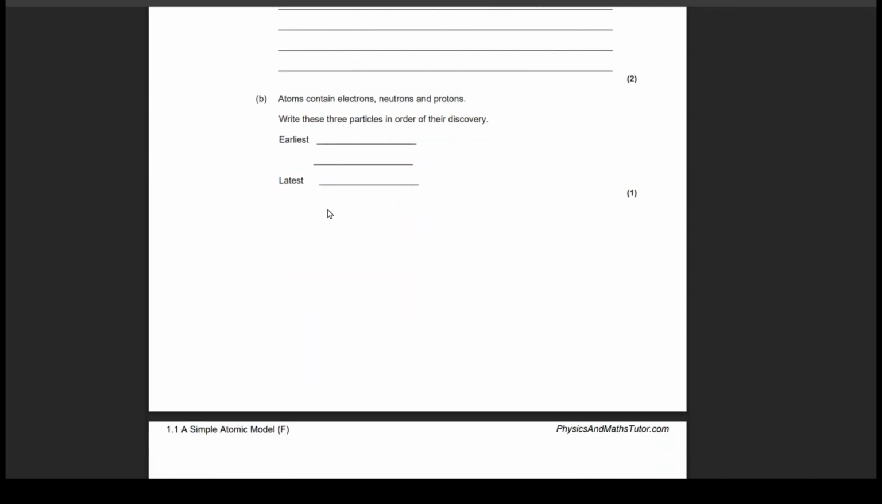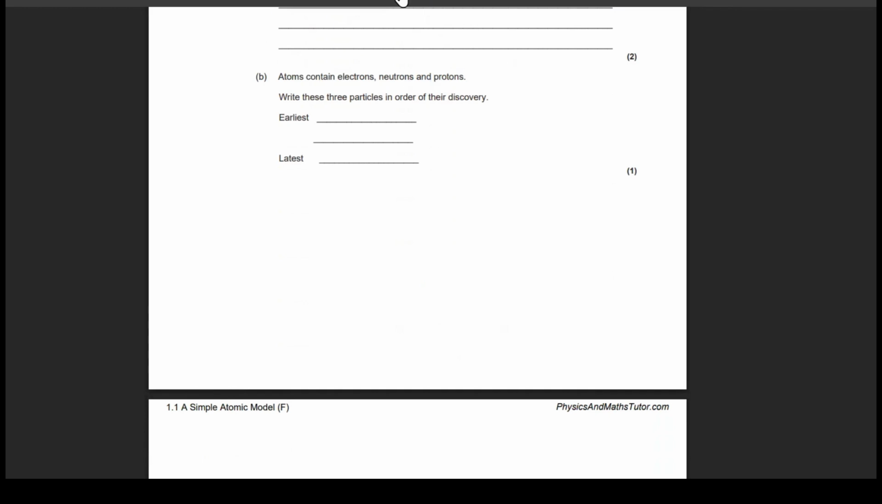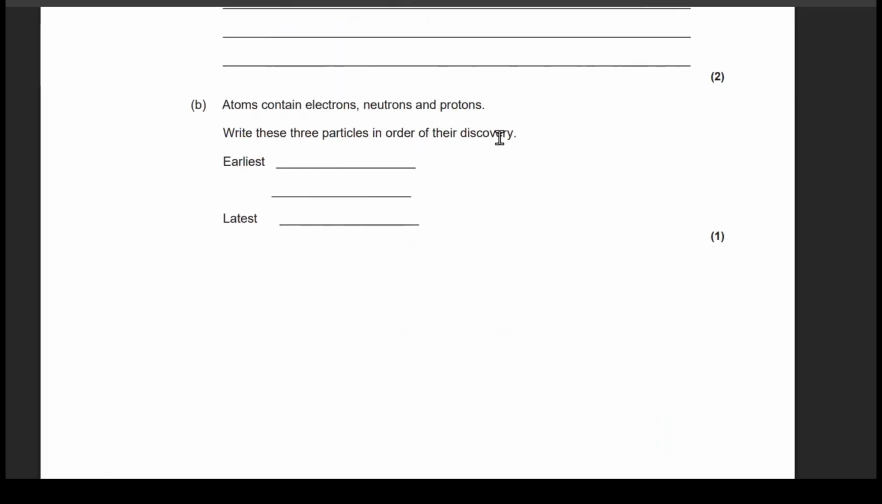Okay, an atom contains electrons, protons, and neutrons. Write these particles in the order of their discovery. This has come up twice before in the GCSE exams. So which one did they discover first?